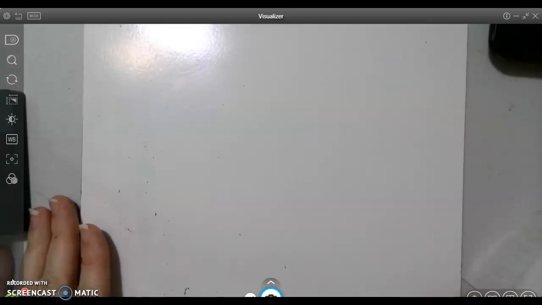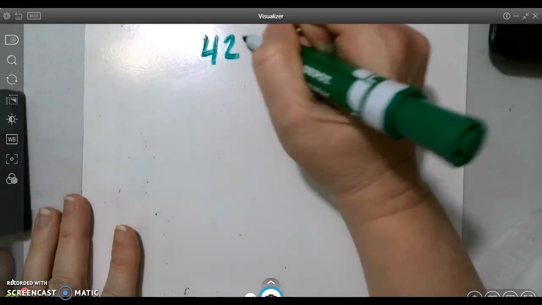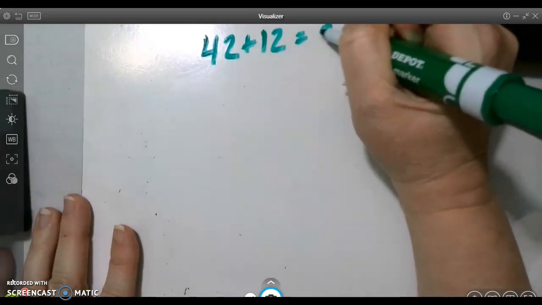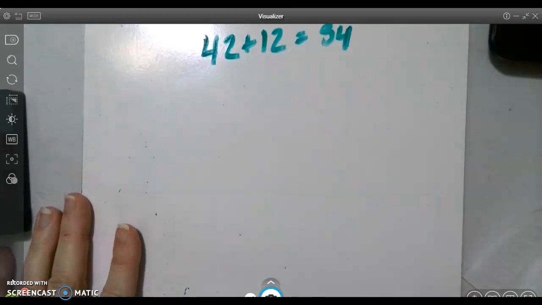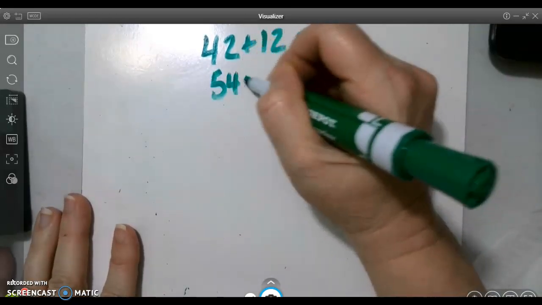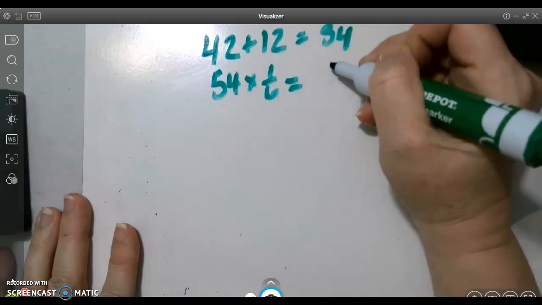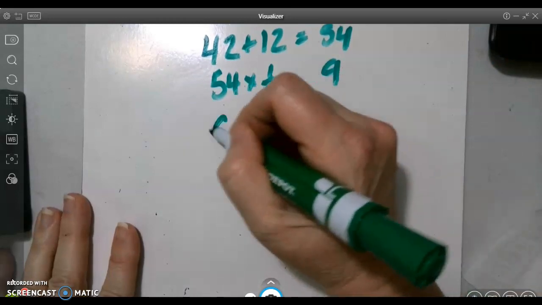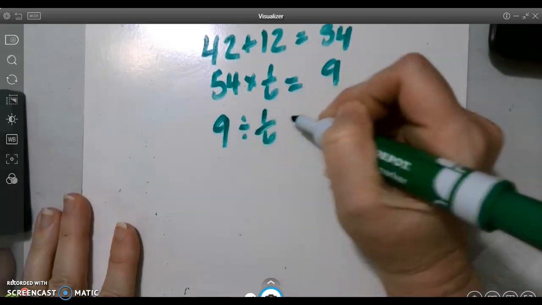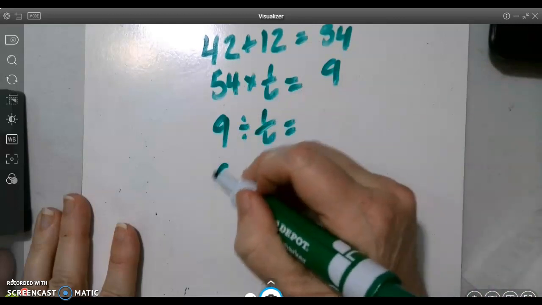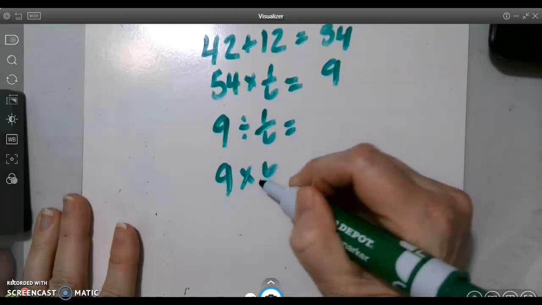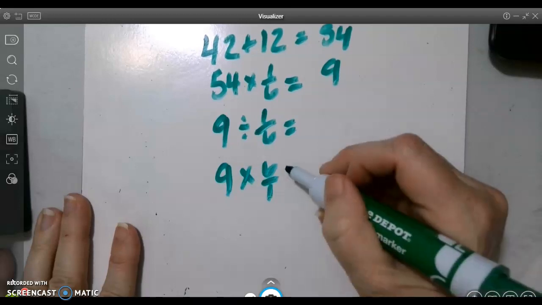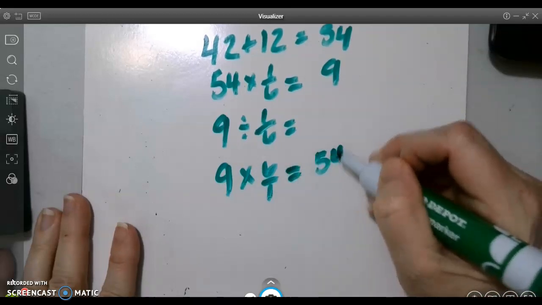Okay, so then you had 42. 42 plus 12 equals 54. 1/6 of 54 equals 9, right? Then it says 9 divided by 1/6. So I'm going to keep, change, flip. That equals 54.